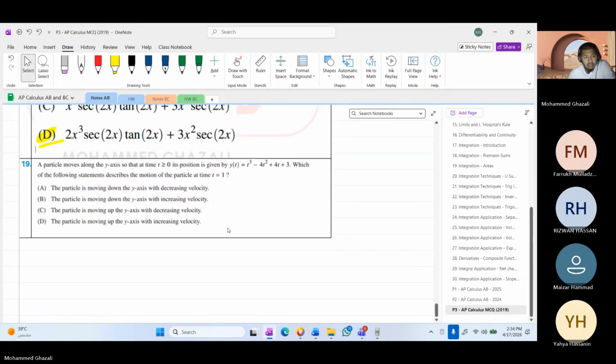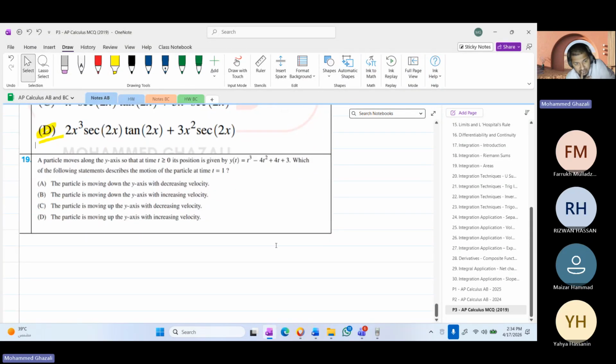Good. A particle moves along the y-axis so that for time t greater than or equal to 0, its position is given by this. This is a position function, or displacement function. Which of the following statements describe the motion of the particle at time t equals 1? So we will just substitute. No, motion of the particle.